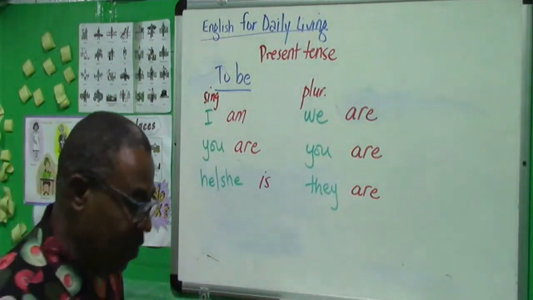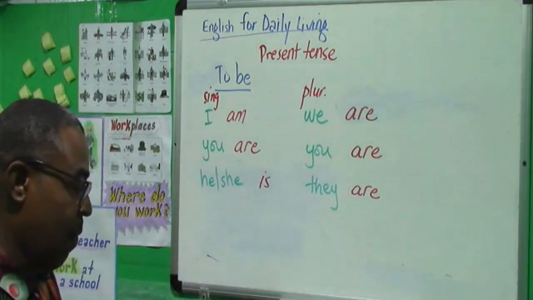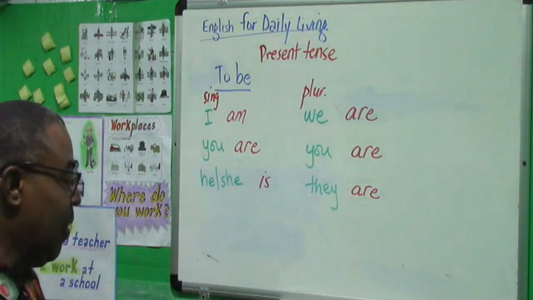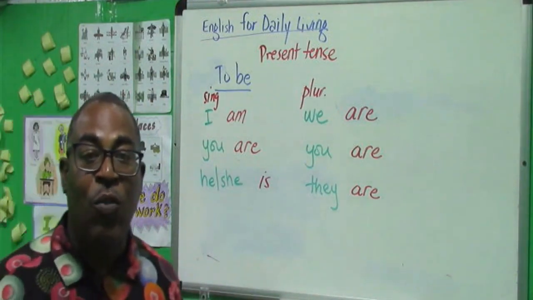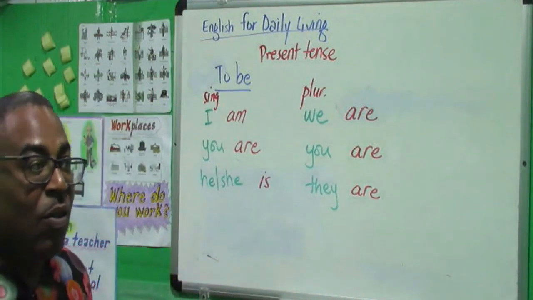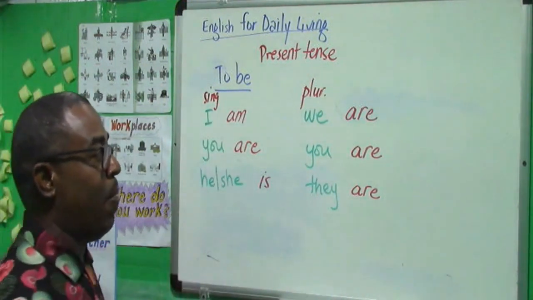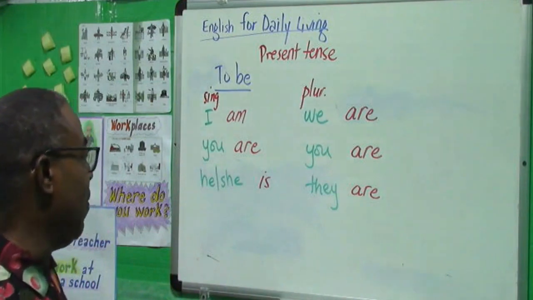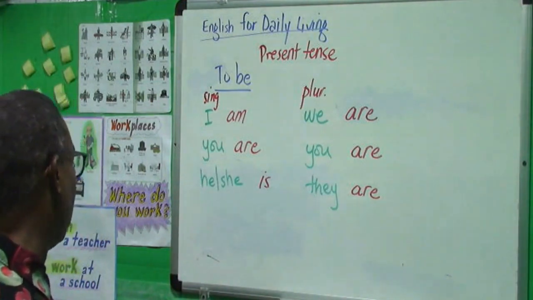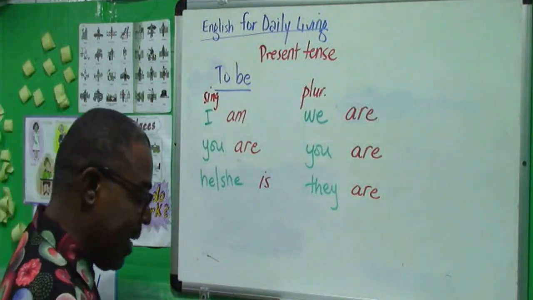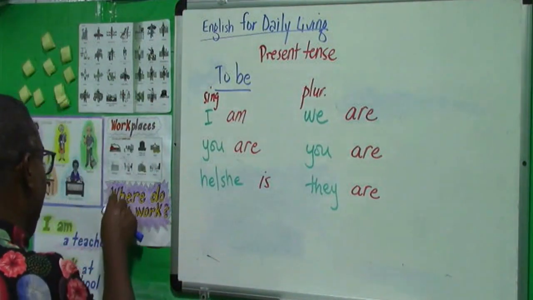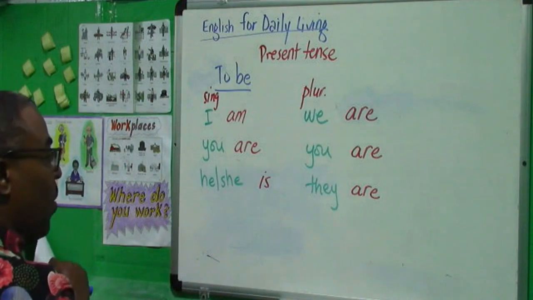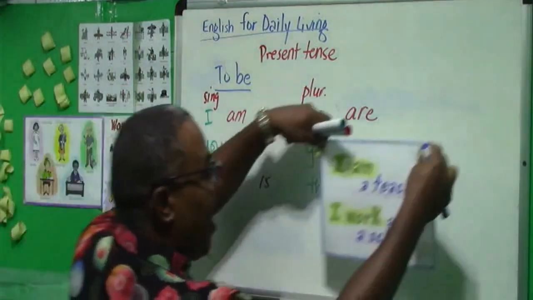So if I ask the question, what do you do? What do you do for work? You can use this verb and you can respond with various occupations. You can say, I am. Let's put it over here. You can say, I am.